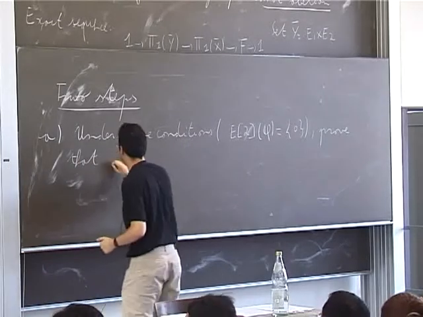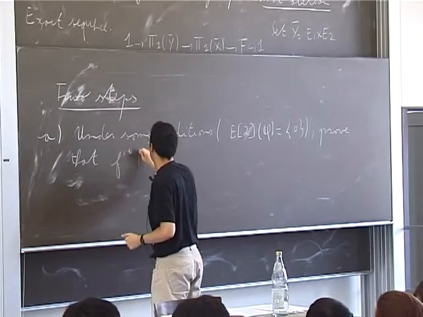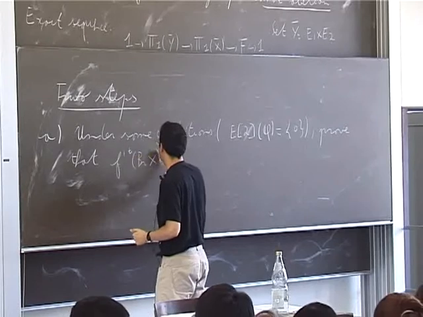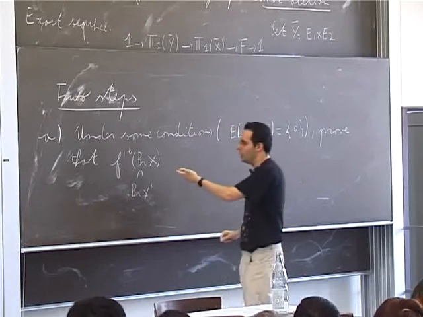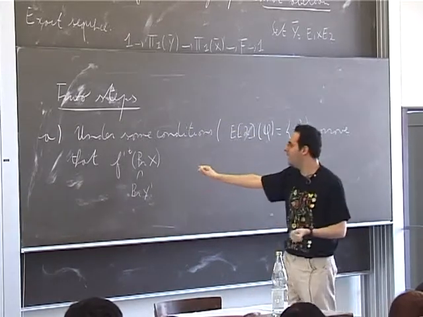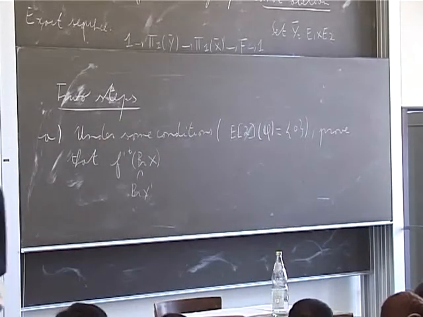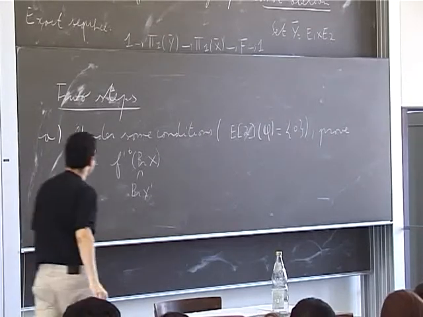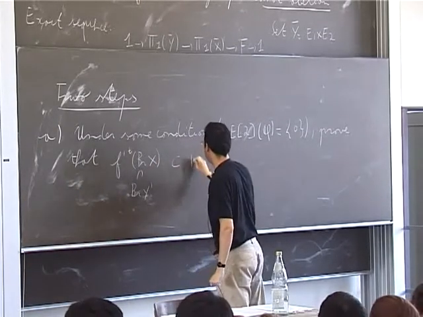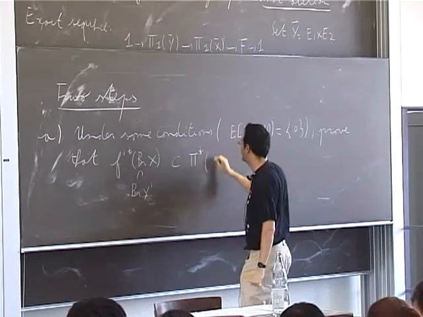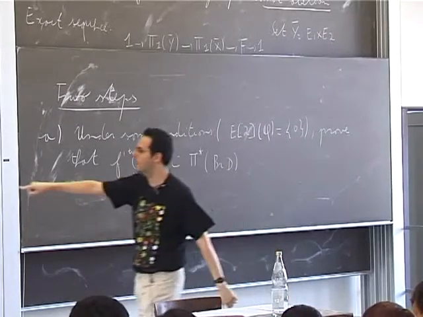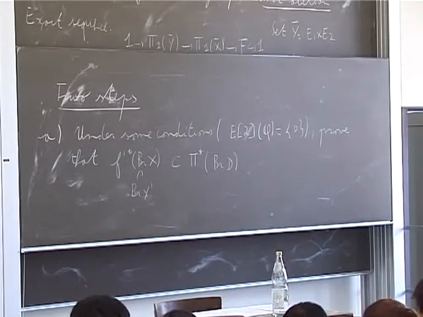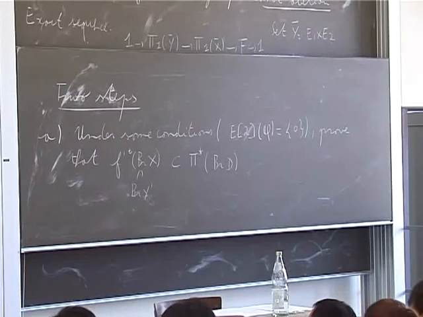So you take the pullback f prime star of Br(X), so this is a subset of Br(Y prime). You prove that in some sense this image is not too big because it is a subset of pi star of Br(D). So what is pi? It's just the second projection, pi from Y prime to D.